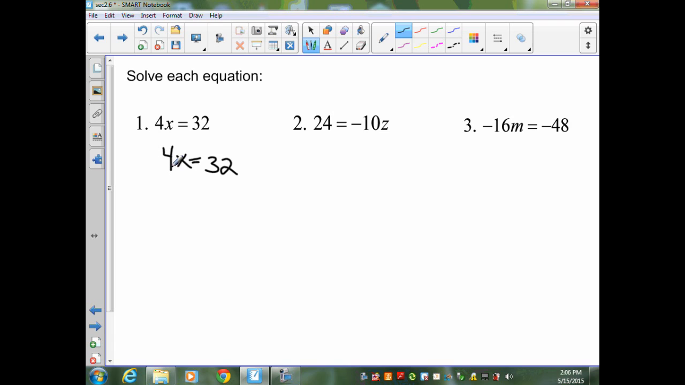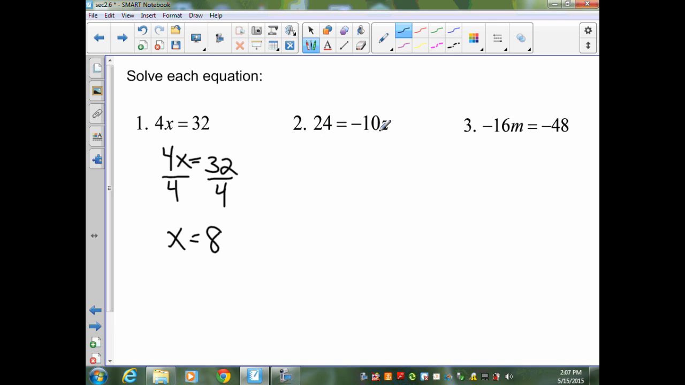And I want to do the inverse or opposite of what is happening to my variable. What's happening to my variable is 4 is multiplying my variable. What is the inverse of that? I divide. And now I'm going to divide both sides by 4. And again, I'm dividing both sides by the same value, so the equality will not change. 4 divided by 4 leaves me 1x, or just x. You can put the 1 there, but you don't have to. It's never shown, but we know there is a 1 there. Equals 32 divided by 4, which we know is 8. So x equals 8.